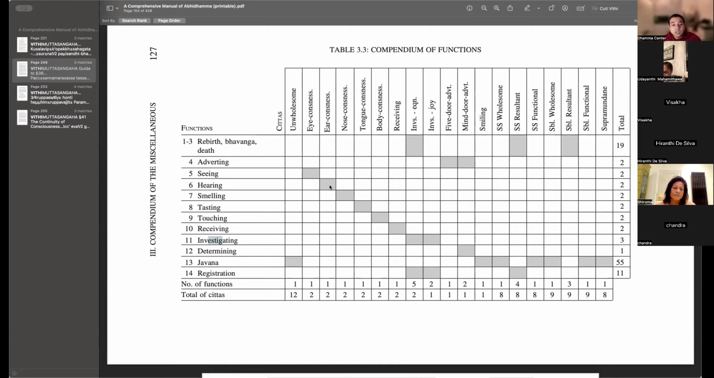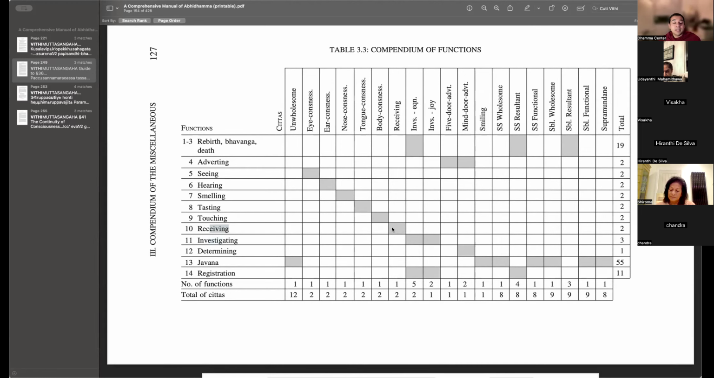Hearing, again 2. Smelling, nose, 2. Tongue, tasting, 2. Body consciousness, 2. Right? Then comes receiving, sampatichana.